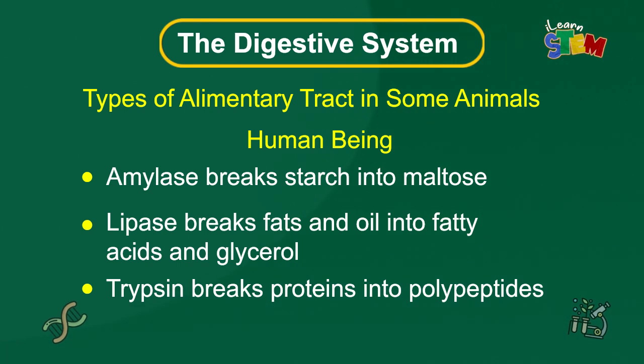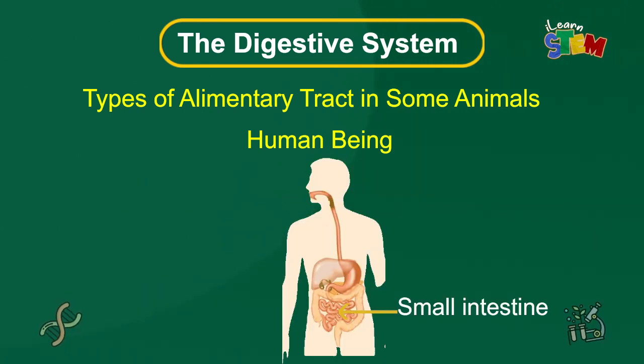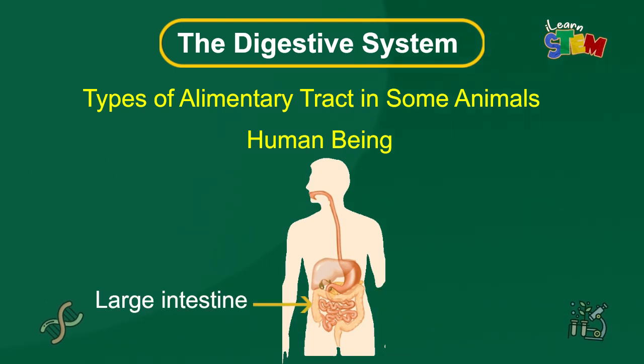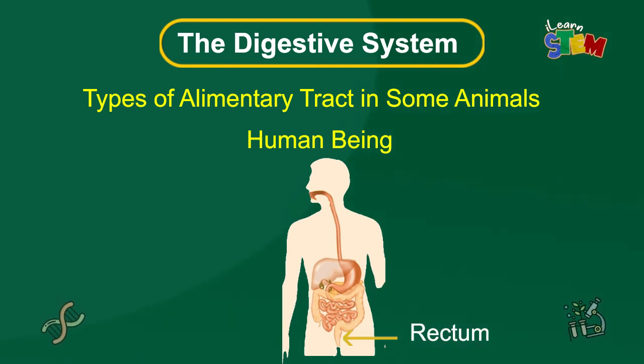After the conversions, nutrients are absorbed in the small intestine, while water and salts are absorbed in the cecum. Then, the undigested food passes into the large intestine, where waste products are turned into feces. Waste is stored in the rectum and removed through the anus.